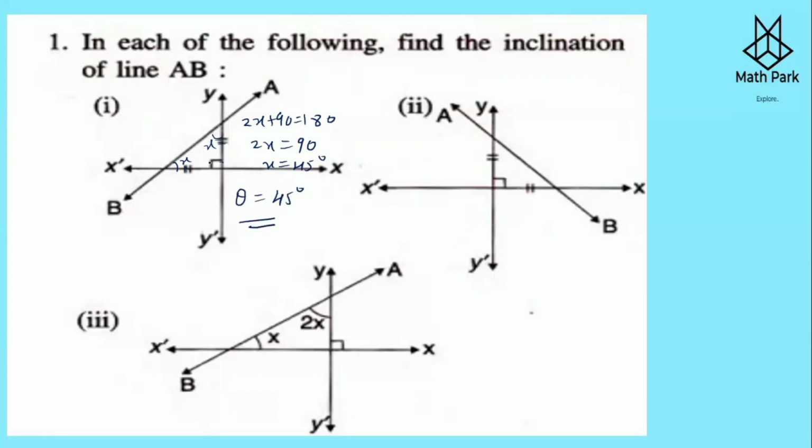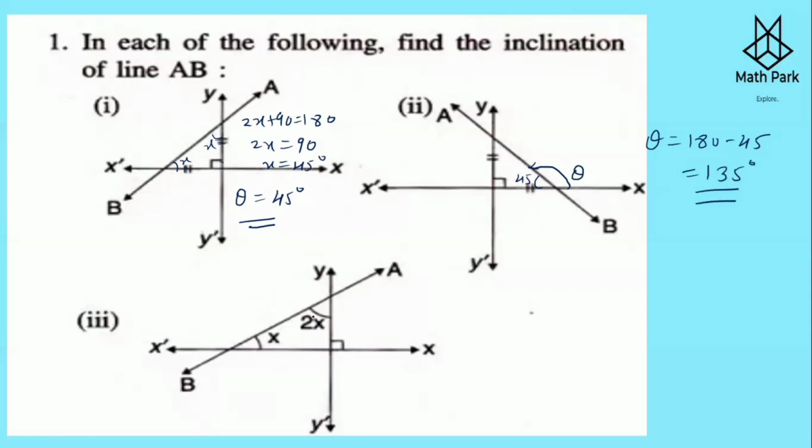Now in the same way as we did, here you are going to get 45 degrees, but your inclination is this theta. So how do I find this? These two angles, theta and 45, form a linear pair. So theta is equal to 180 minus 45, which is 135 degrees. So the inclination of line AB for the second case is 135 degrees.